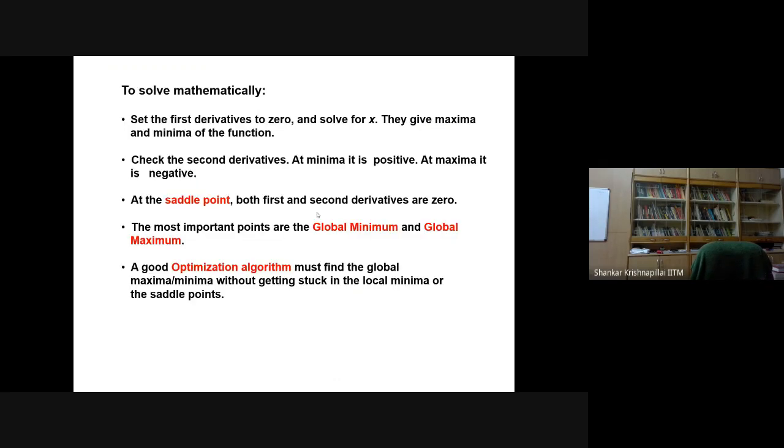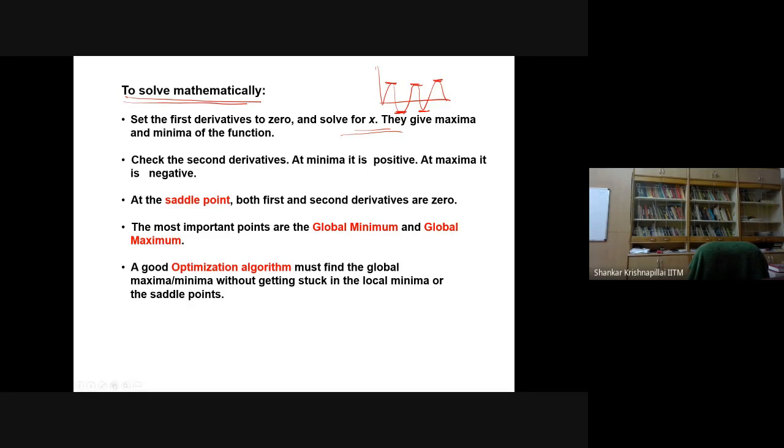Suppose we want to solve this maximization or minimization problem mathematically instead of graphically. How will you do it? We have already studied this in engineering mathematics. You have to set the first derivative to 0 and solve for x. That will give the points where slope is equal to 0. So suppose this is the objective function. The first derivative will give all the points where slope is equal to 0, like this.